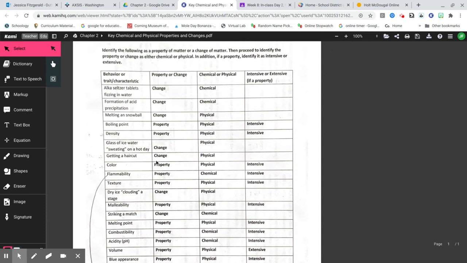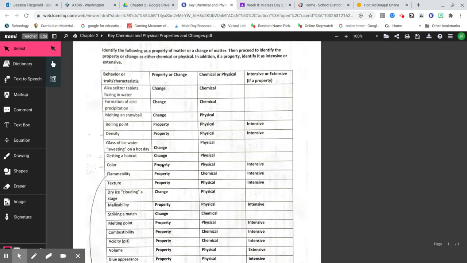Haircut. This is a change. Definitely, anytime we get a haircut, we got a change that's occurring there. But it's a physical change because we're not changing the property of your hair. We're just cutting it, we're changing its shape. So we're going to leave our last box open.